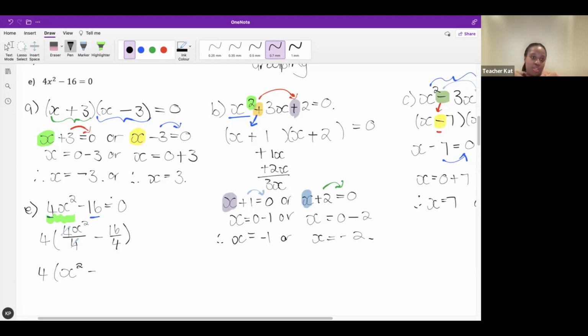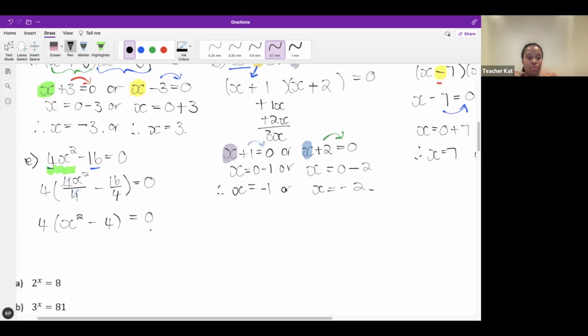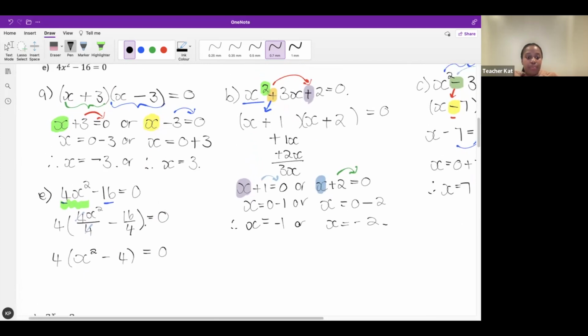Yes, it is an x squared left over. What is left over here? Yes, it's a 4. And this is equal to 0. I forgot to write my equals 0 over here. Now what do we do with this 4 that we have taken out as a factor over here?